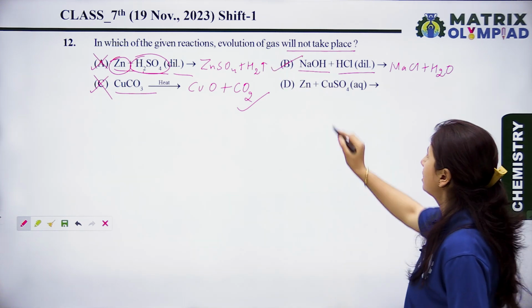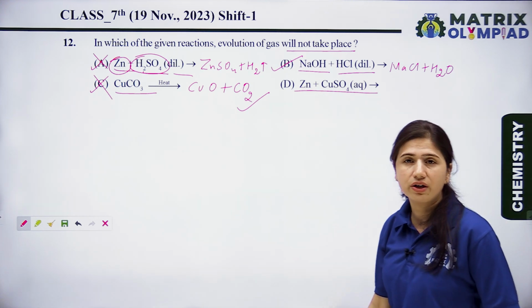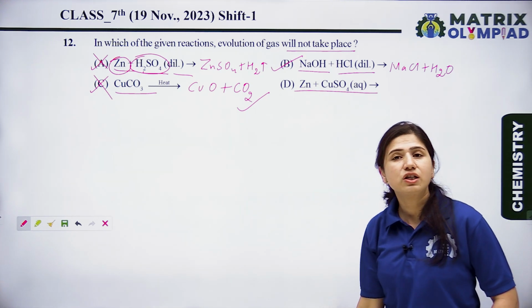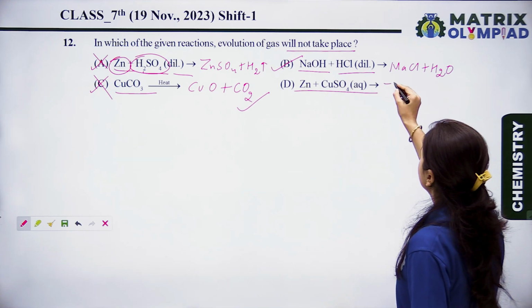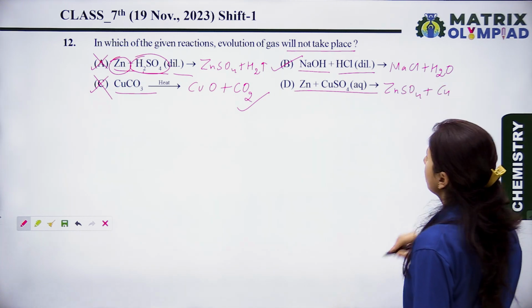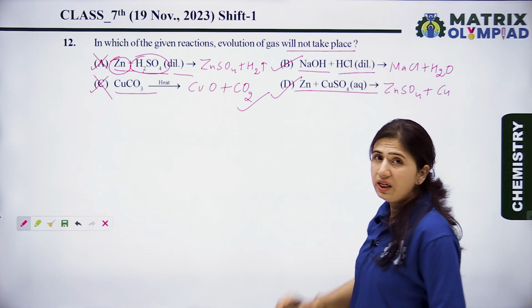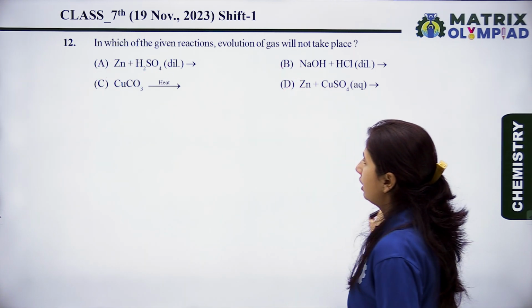Now let's see the last equation. Zinc plus copper sulfate. We know that zinc is more reactive than copper, so it can easily displace the copper from the copper sulfate solution. So in this reaction, zinc sulfate plus copper is formed. So options B and D are the right options. Now let's see the next question.